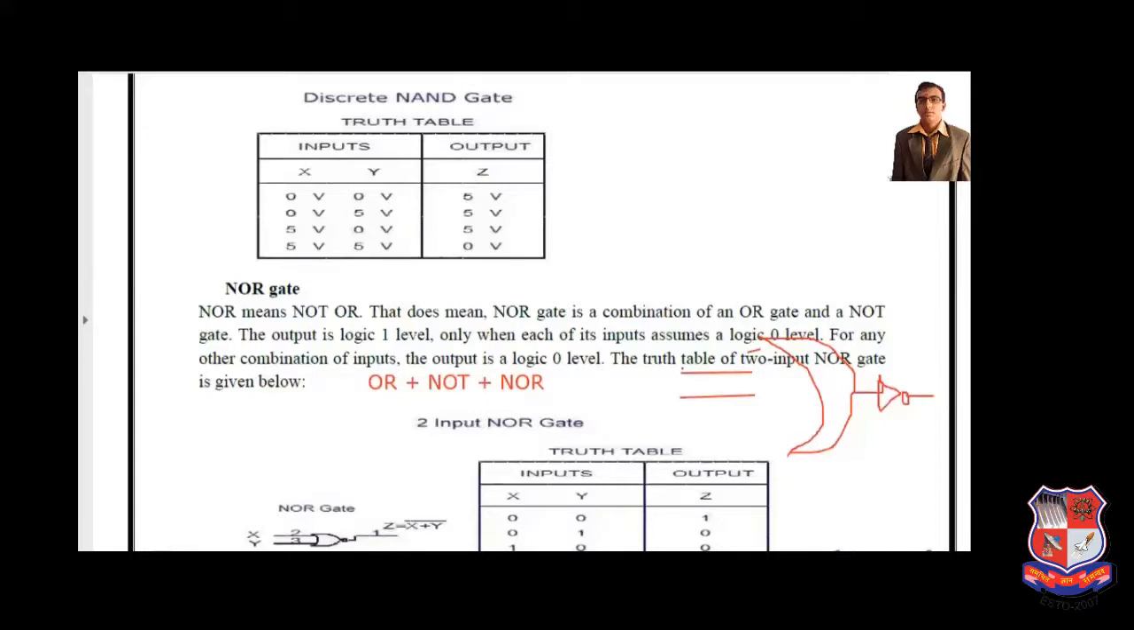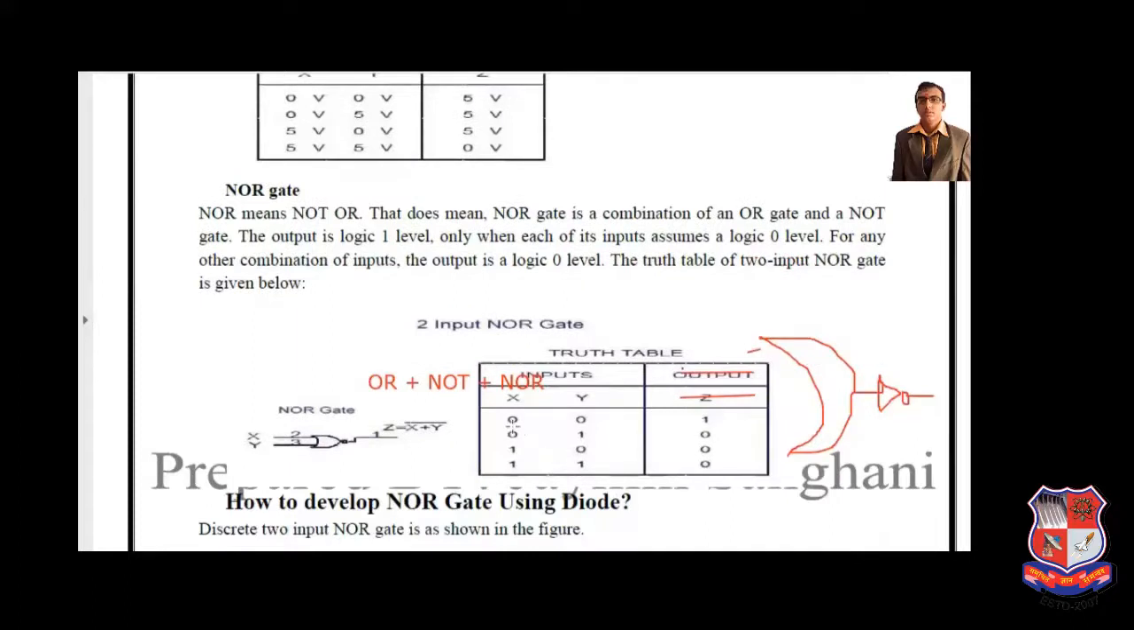Why? Because when 0 0 is applied, the OR output is 0, and the complement of 0 is 1. For 0 1, the OR output is 1, but the complement of 1 is 0. For 1 0, here 1, here 0, so the output is 1. The OR gate output is 1, but the NOT gate output is 0. That's why 0. And for 1 1, the output is 0.